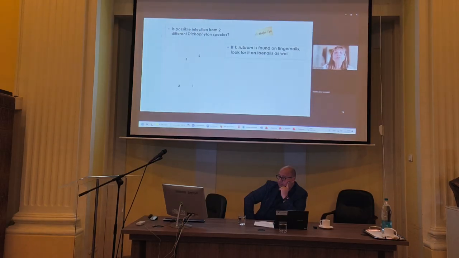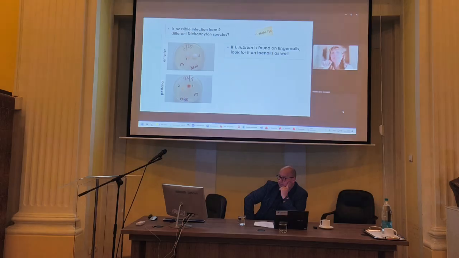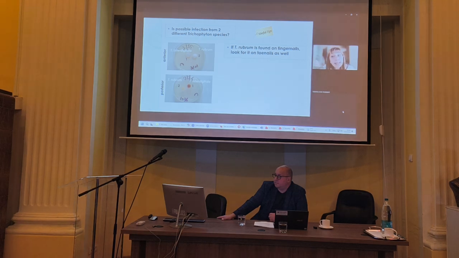Is infection from two different dermatophyte species possible? Yes, you can see here a petri dish, anterior and posterior, with two different species, Trichophyton interdigitale and Trichophyton rubrum, from the same patient. If Trichophyton rubrum is found on fingernails, look for it on toenails as well.